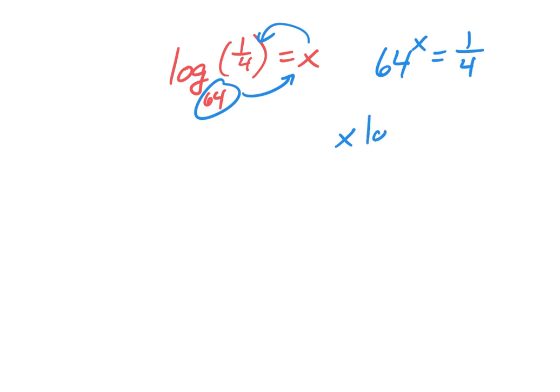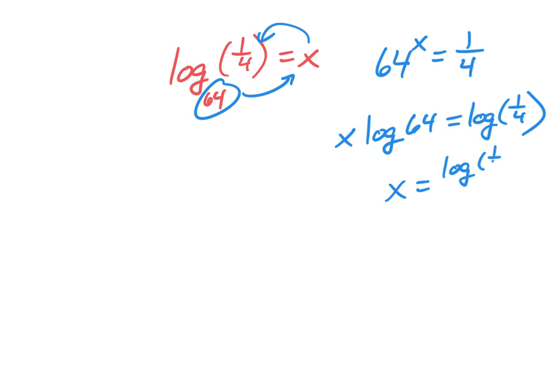So I'm going to log both sides. I'm going to kind of combine two steps into one here. I'm going to log it, and I'm going to go ahead and jump the exponent over in front of the log. So then it would just be the log of 1/4 divided by the log of 64.